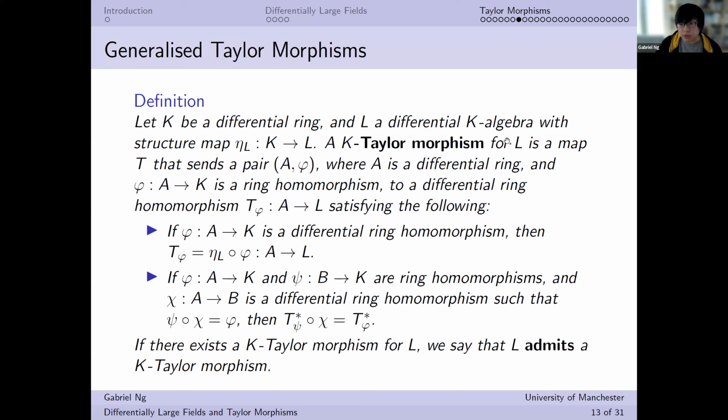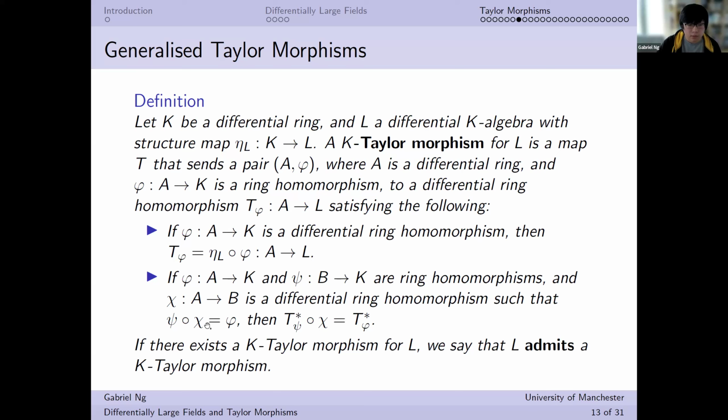A K-Taylor morphism for L is a map, which we denote T, which sends a pair (A, φ), where A is a differential ring and φ from A to K is a ring homomorphism, to a differential ring homomorphism Tφ from A to L, which satisfies two properties. Firstly, if φ is a differential ring homomorphism, then Tφ should be precisely the composition of η_L with φ.